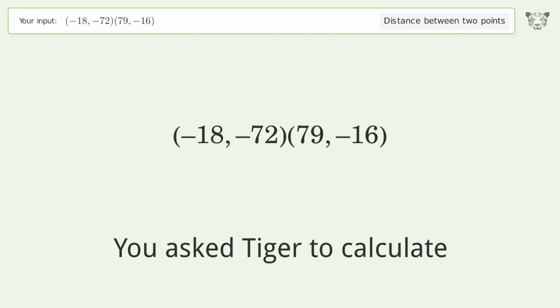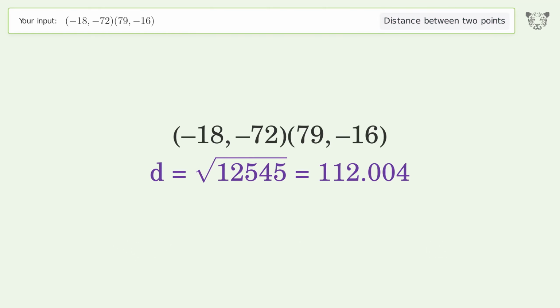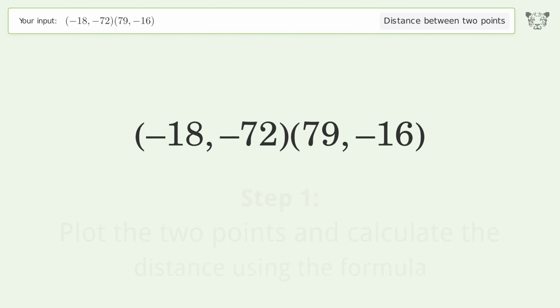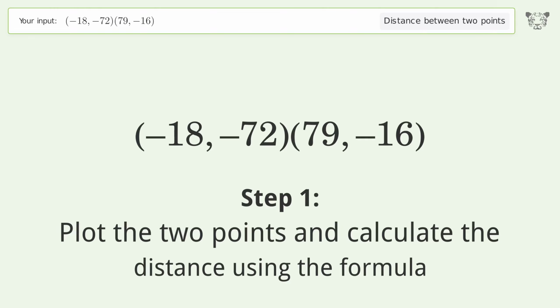You ask Tiger to calculate. This deals with the distance between 2 points. The distance between the 2 points is the square root of 12,545 or 112.004. Let's solve it step by step. Plot the 2 points and calculate the distance using the formula.